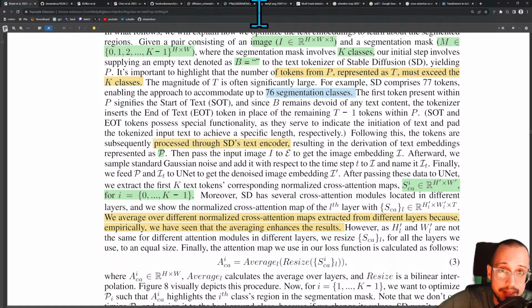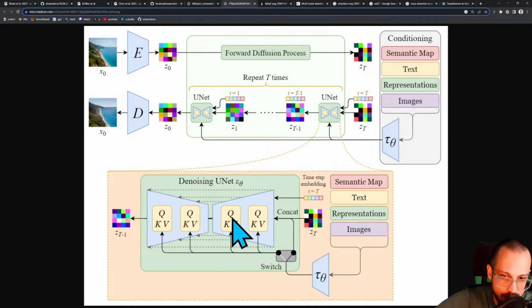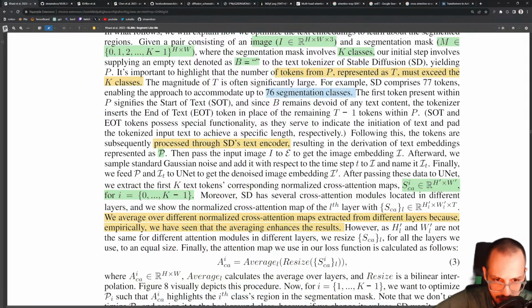is they're going to be looking at the cross-attention map at different layers, and the cross-attention maps here are going to be different sizes too, which is going to be annoying to deal with, right? Because the UNet is getting smaller and then bigger, right? You see that? There's that bottleneck. So they're going to be averaging the cross-attention maps across the different layers of this UNet. Okay. We resize all the layers to an equal size, okay, which they have to do.